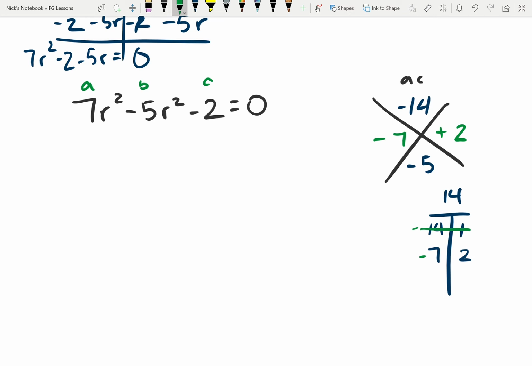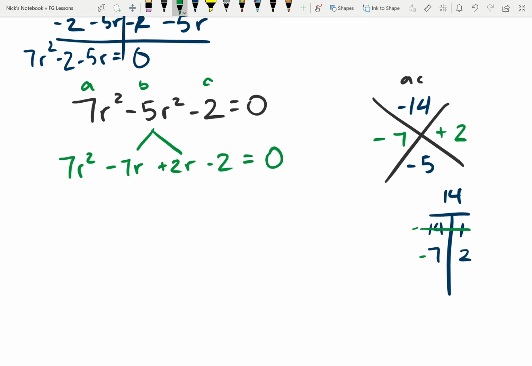Now all that tells us is how we're going to split up that middle term. So what we have, we still keep that 7r squared, but now this negative 5r turns into negative 7r plus 2r. And then we can keep that negative 2 right there as well. All right, so now what this is called is factoring by grouping. Whenever you have a quadratic expression or equation that can be factored, you can always use factoring by grouping.